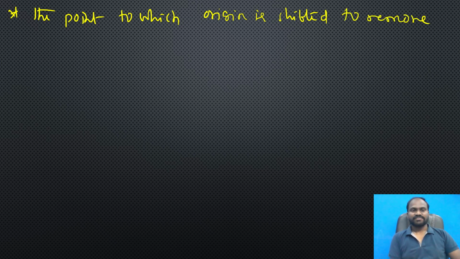Sometimes here, if you observe in the previous equation, we didn't get the x and y terms. X square, y square is there, but x and y term is not there. So here we have one important point: the point to which origin is shifted to remove the first degree terms.